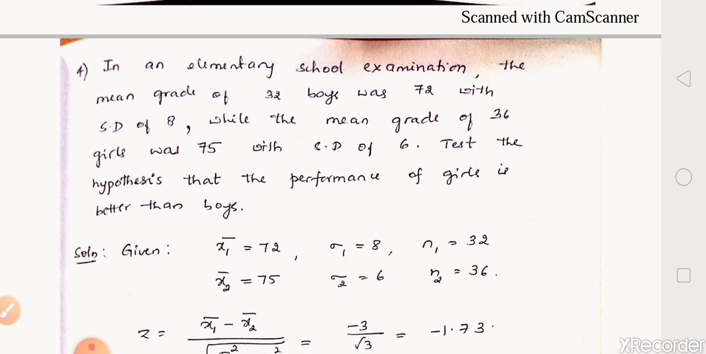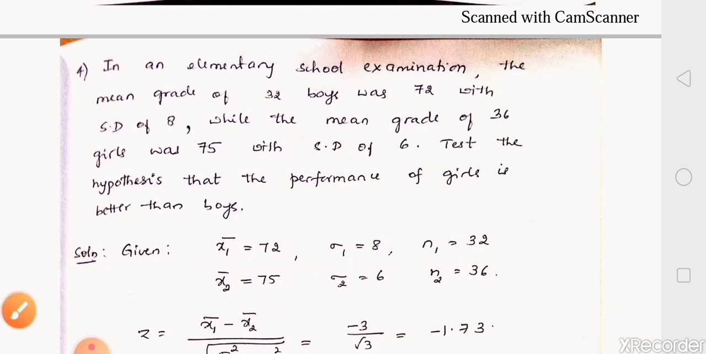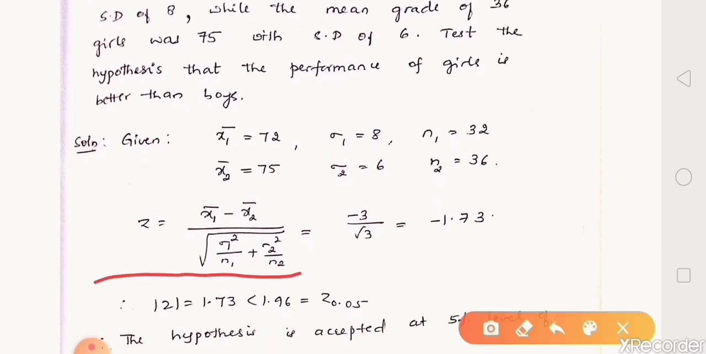So for boys, take one set: X1 bar is 72, sigma 1 is 8 and n1 equal to 32. Take the sample of girls. For that set, x2 bar is 75, sigma 2 is 6 and n2 is 36. Since we have two means for two different samples, Z is equal to x1 bar minus x2 bar divided by square root of sigma 1 square divided by n1 plus sigma 2 square divided by n2. On substitution, we will get the value as minus 1.73.